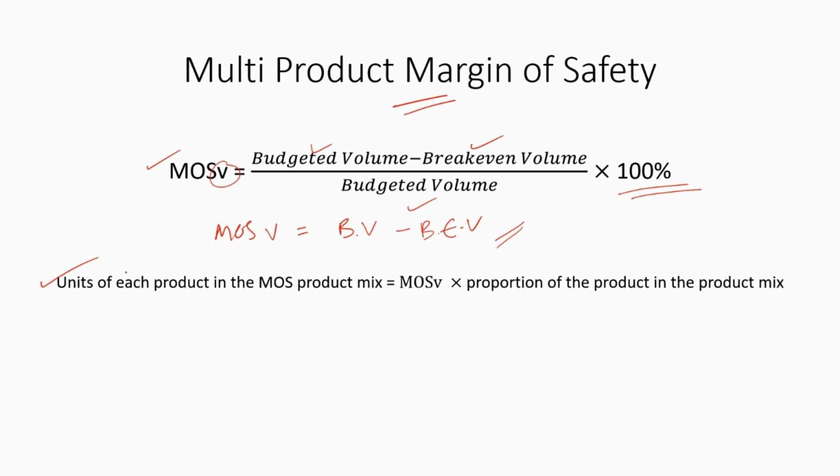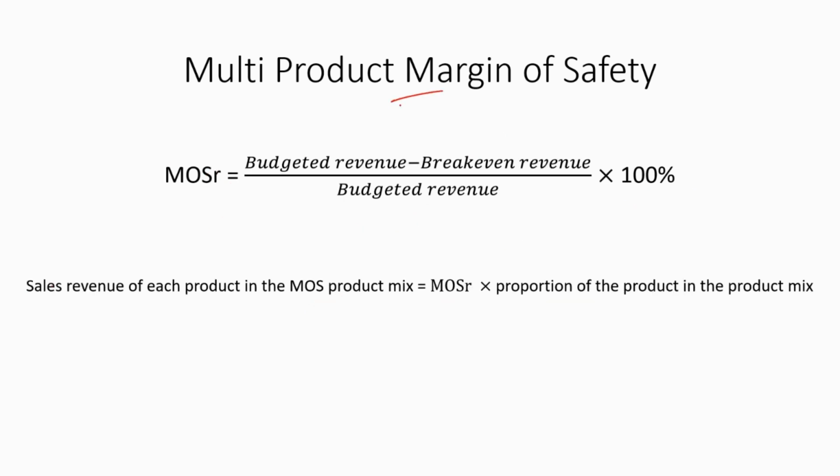We can also calculate the units of each product in the margin of safety product mix. Now we know this formula. The only difference is now we have to use the margin of safety in terms of volume multiplied by the proportion of the product in the product mix. We can also calculate the margin of safety in terms of revenue.